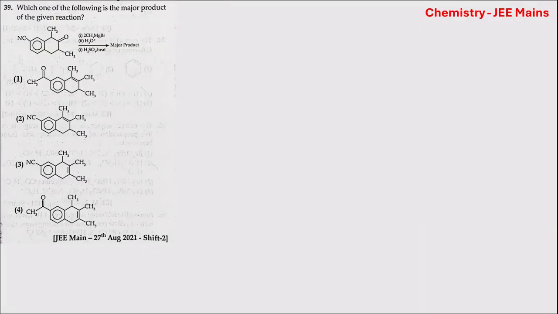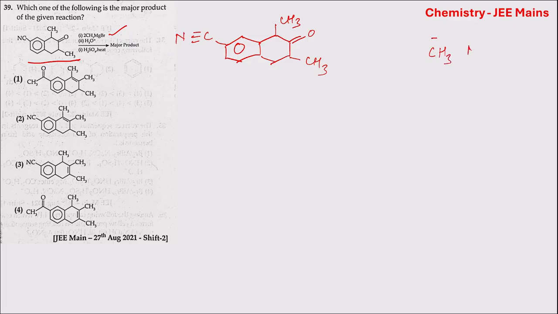Which one of the following is the major product of the given reaction? This is the reactant. Now this is made to react with Grignard reagent followed by hydrolysis and then treated with sulfuric acid at high temperature. When Grignard reagent reacts with this compound, here C triple bond N. This Grignard reagent breaks into CH3 minus and MgBr plus.